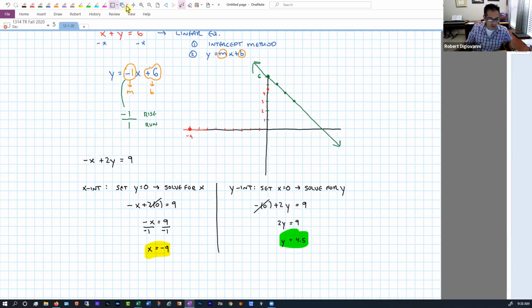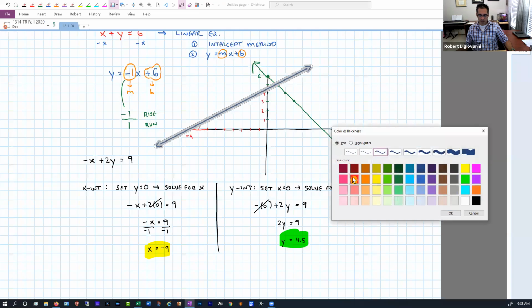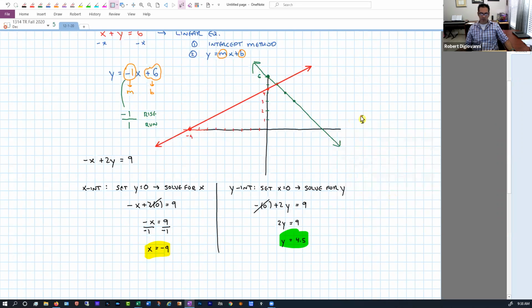I'm probably not going to do a very good job of drawing this line. Let me see. Let me try this. That's not bad. Okay, so what I just did is nothing new. If I give you a line, you should be able to graph it, right?